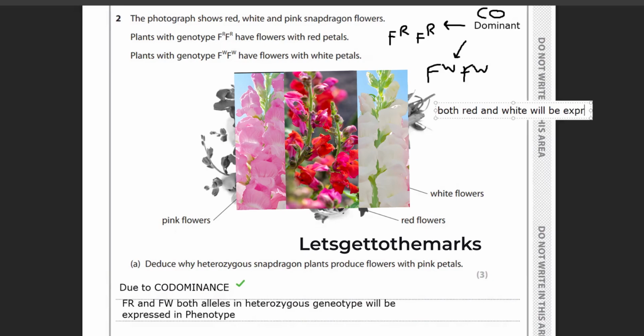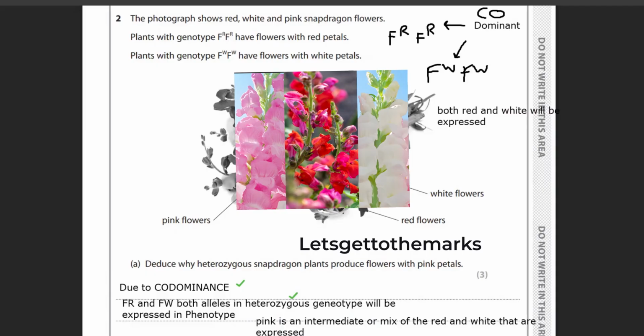But I can explain this a little bit further and say, well, both red and white are both going to be expressed. So we're going to get a kind of mix of red and white. We can call it an intermediate, something in between red and white, which will be pink. So pink is an intermediate or a mix of the red and white that are expressed in the phenotype. So 3 marks: codominance. If you're heterozygous, you have the FR and the FW gene, or allele, second mark, and both are expressed in the phenotype, third mark. And for a fourth bonus mark, if you miss one of the earlier points out, pink is an intermediate or a mix of the red and white that are both expressed.